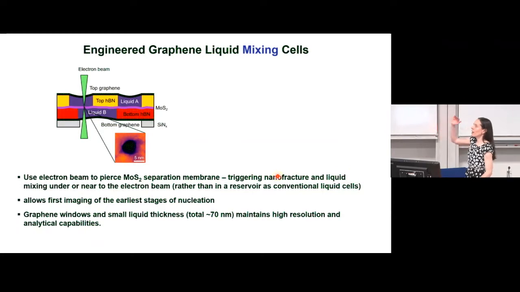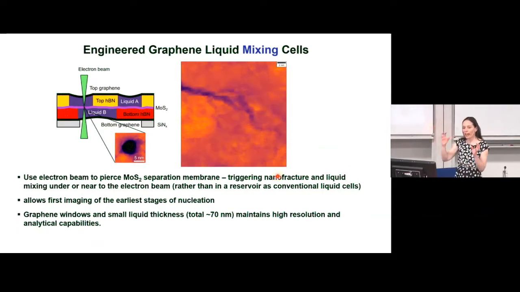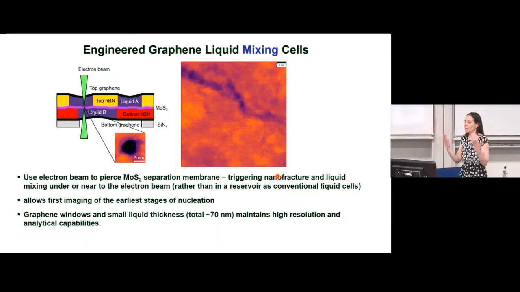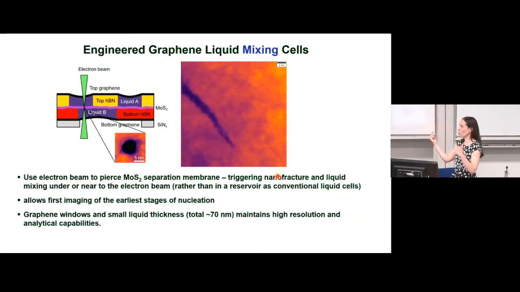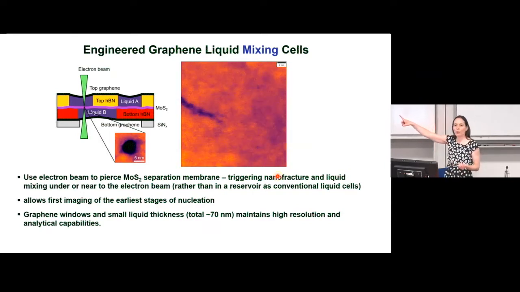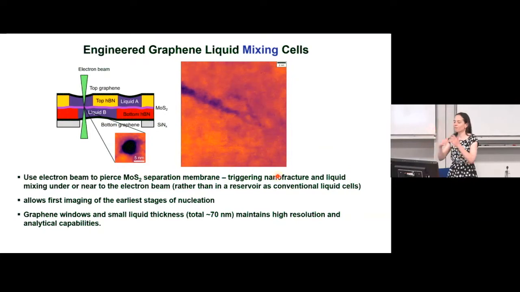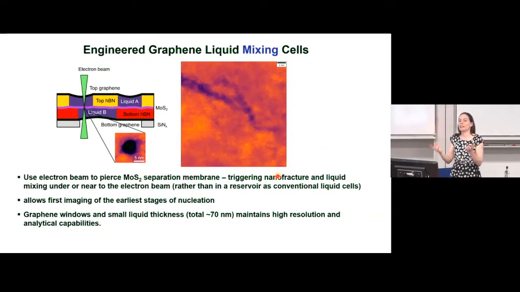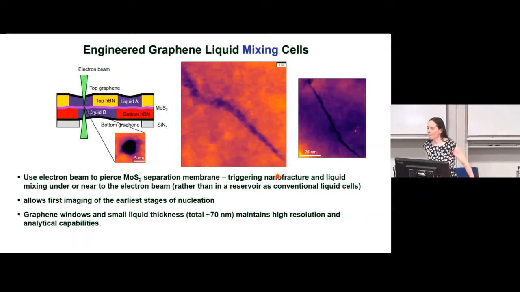Okay, but we are making the liquids mix by using the electron beam to drill a hole. Spontaneously, we have a stress in that middle layer, and so that means we get a crack. So we don't just have to wait for water to flow through that 5 nanometer pore. The cracking means that we get widespread mixing throughout that 100 nanometer or 200 nanometer liquid volume, whatever it was. Temperature effects associated.